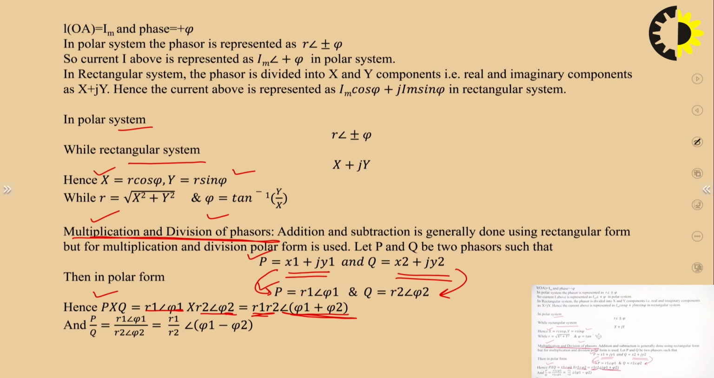Similarly, we can divide like this: P by Q is this by this, and here R1 by R2 we will take as the resultant magnitude, and the angle is phi 1 minus phi 2. This should be noted: the angle of the resultant is phi 1 minus phi 2. While dividing, the difference is taken; while multiplying, the sum is taken.